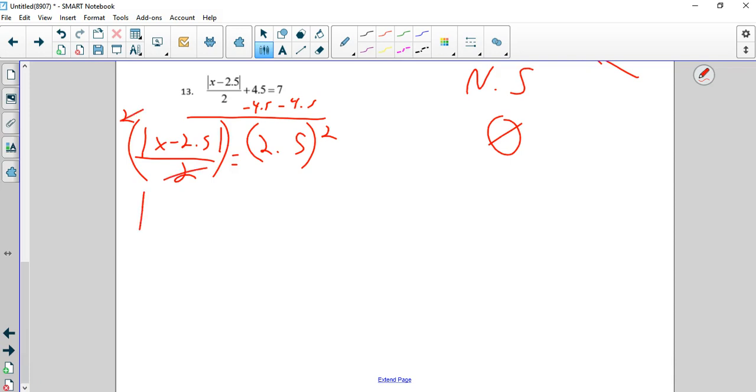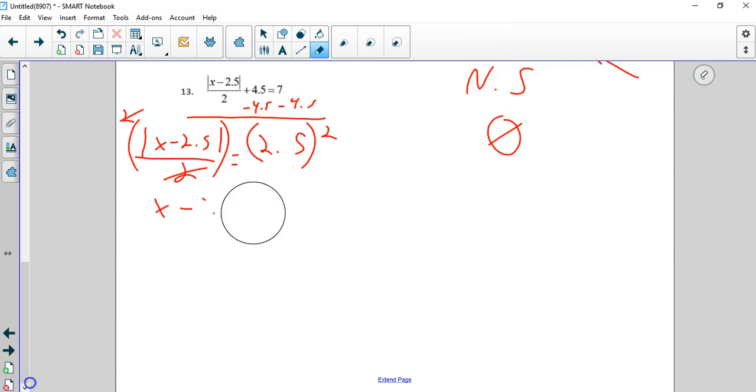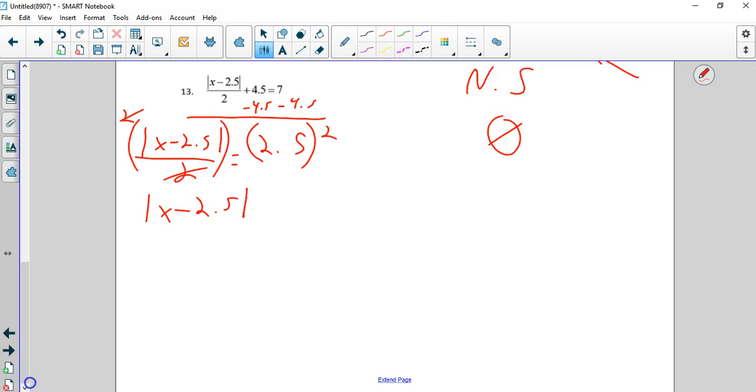I'm left with, and here, don't do this. Some people are still doing this. You cannot go x minus 2.5 equals and start setting that up. You cannot do that until it's by itself. So you still take the step to write the absolute value of x minus 2.5 is equal to 5. I should make that a big 2 so I don't square it.